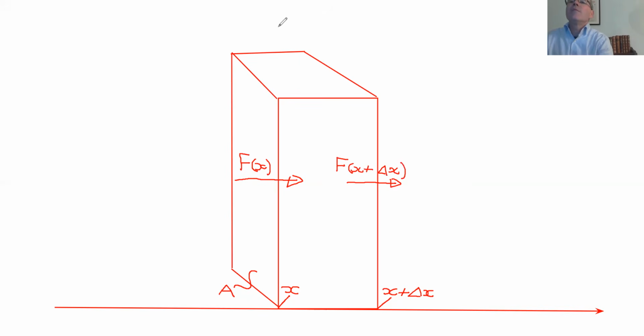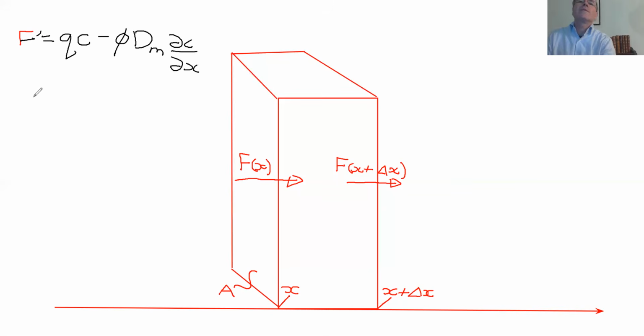And now you may be saying, okay, but what is my F? So F here is equal to UC minus phi D dC/dx. Okay, that isn't an F prime there, so let's make that a bit clearer. This is F. Okay, so what are these two terms?